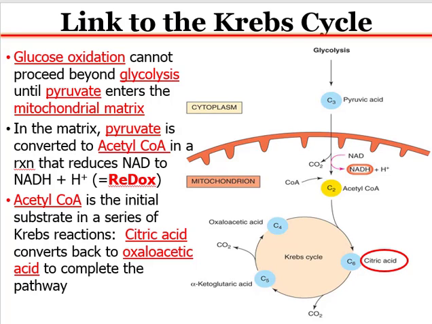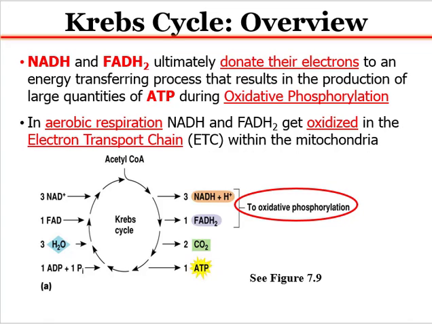The citric acid product in the Krebs cycle converts back into oxaloacetic acid to complete this Krebs pathway. The Krebs cycle supplies 8 of the 12 required coenzymes needed for the final step in this 3-step cellular process, and that is oxidative phosphorylation, OXPHOS for short. NADH and FADH2 ultimately donate their electrons to an energy transferring process that results in the production of large quantities of ATP during oxidative phosphorylation.